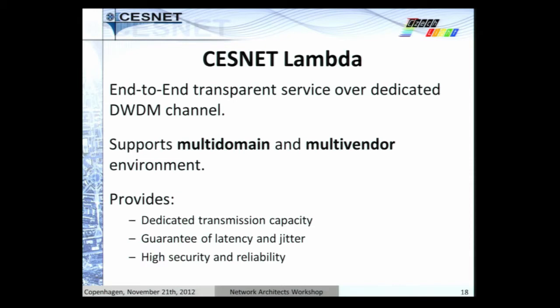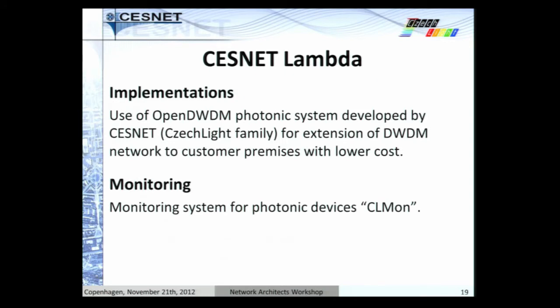Here is the second service, CESNET Lambda. It's an end-to-end transparent service over a dedicated DWDM channel. It supports multi-domain and multi-vendor environments, provides huge dedicated capacity, and can guarantee latency and jitter. We implement Lambda services thanks to our OpenDWDM technology, which we can deploy at low cost. And we can monitor our equipment with a monitoring system called CLMON.